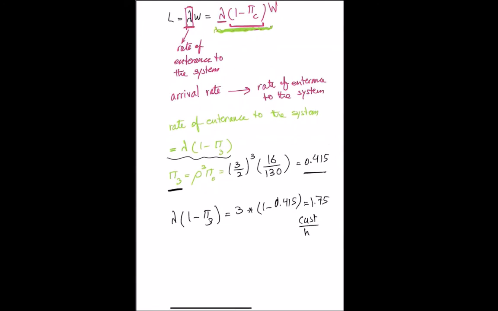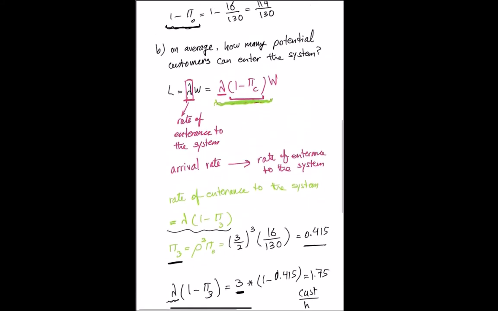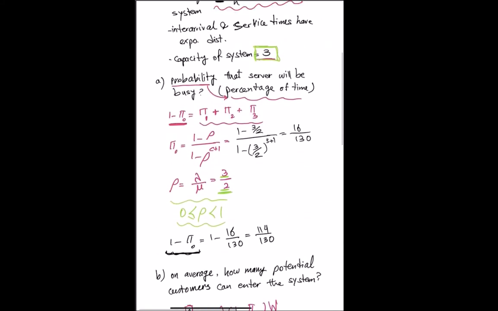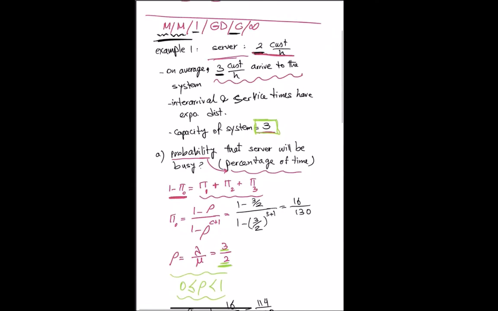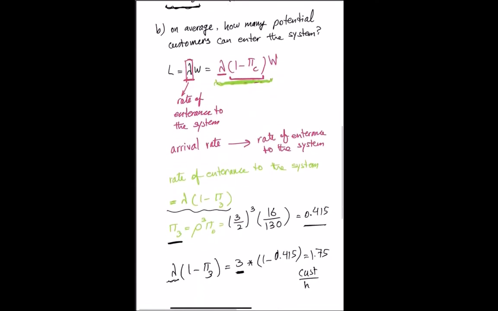Professor? Yeah. 3 divided by 2, right? Here? For the lambda, it's just the lambda, right? Oh, never mind. You're right. I'm thinking of rho. No, yeah, lambda is 3 customers per hour arriving to the system.